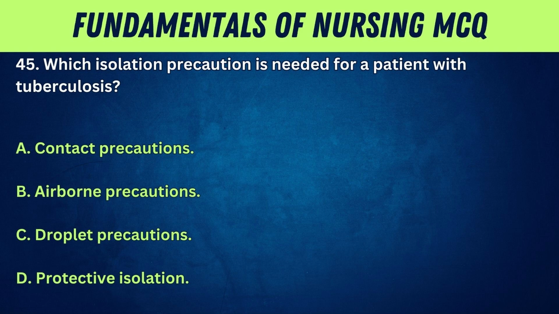45. Which isolation precaution is needed for a patient with tuberculosis? A. Contact precautions. B. Airborne precautions. C. Droplet precautions. D. Protective isolation.